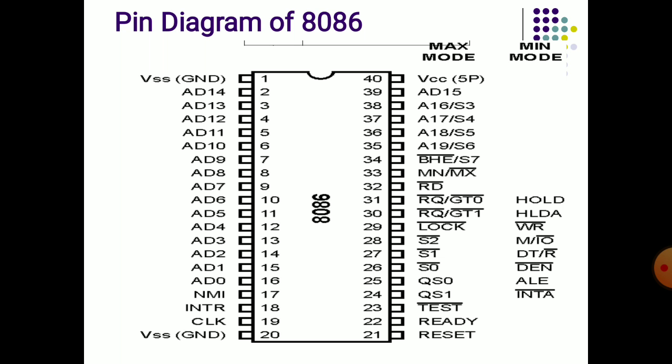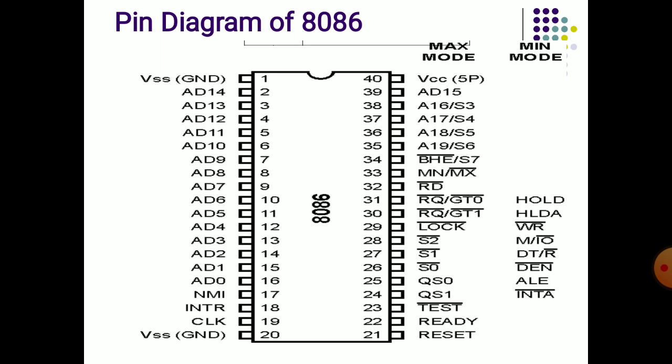If ALE is equal to 0, these pins will act as a data bus. If ALE is equal to 1, they will act as an address bus. It is going to separate both the address bus and the data bus. That is a very, very important concept over here. It mainly deals with the ALE signal. If ALE is equal to 0, it will act as a data bus. If ALE is equal to 1, it will act as an address bus.